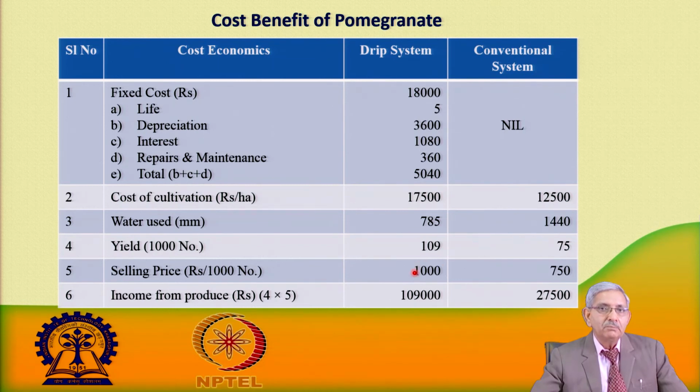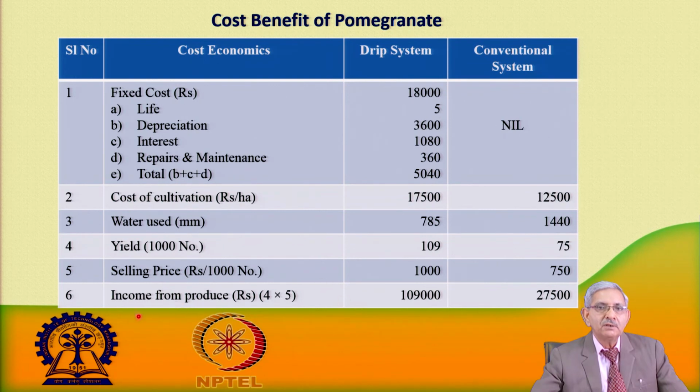Yield, it is 109 into 10 to the power 3, this is 75. So, this is the actual field data recorded based on the interviews done or the experimental studies carried out in Maharashtra. And the selling price also is a very low price, it means it is old data. So, this is 1000 rupees, means 1 rupee per piece. This is just an example we are giving. So, you can see here how the income is estimated.